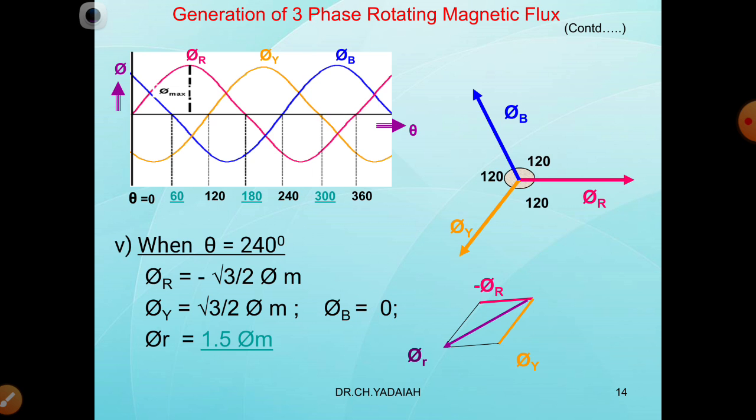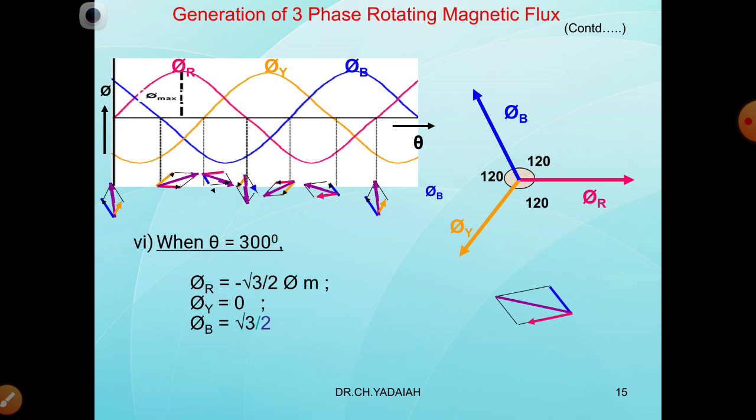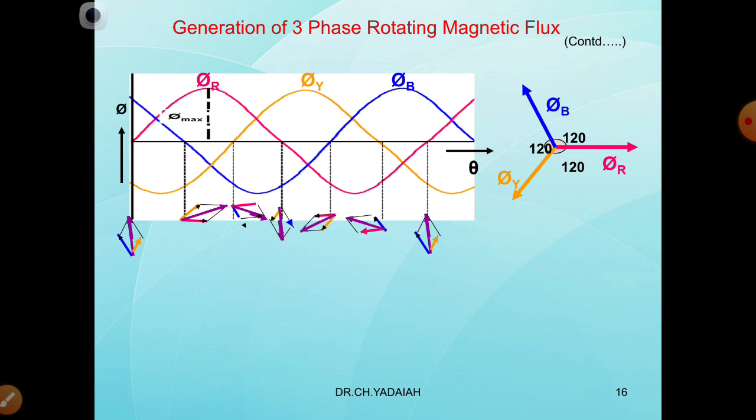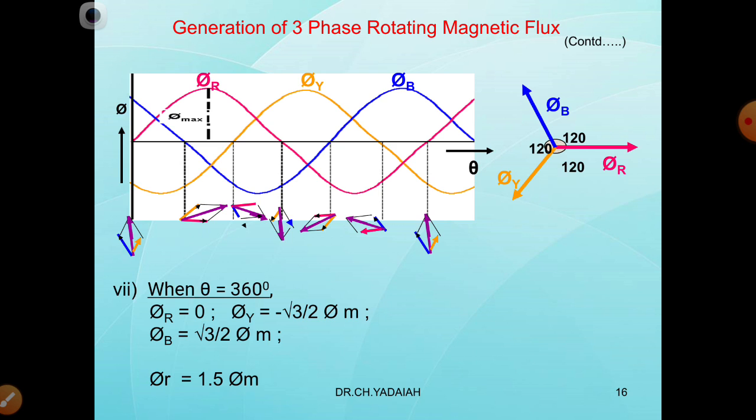Now we take another angle, 300 degrees. Similarly, you take these values and then take another angle. At 360, it becomes the same value. It is coming back to the original position.